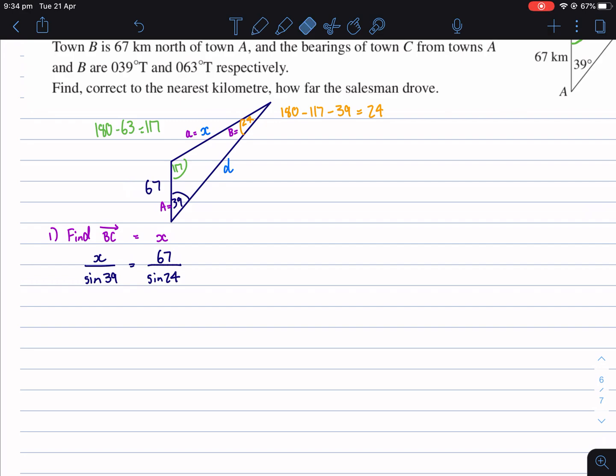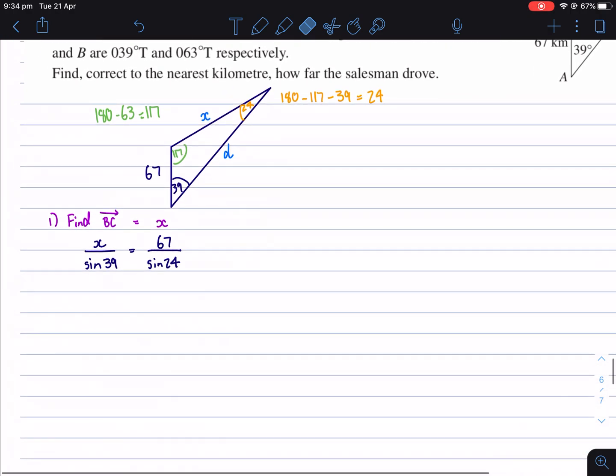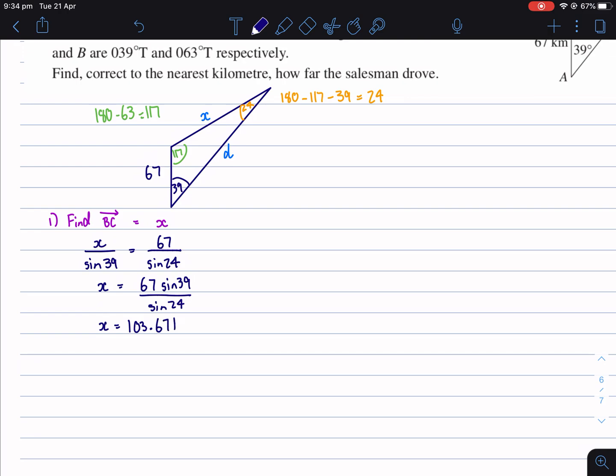I'm now going to get rid of these B's, A's, B's, A's, just because they did label things A, B, C, it just gets really confusing if I leave them in. You may want to use different colours to help you out. So we have X equals 67 sine 39 over sine 24. And that gives us 103.67 kilometres.